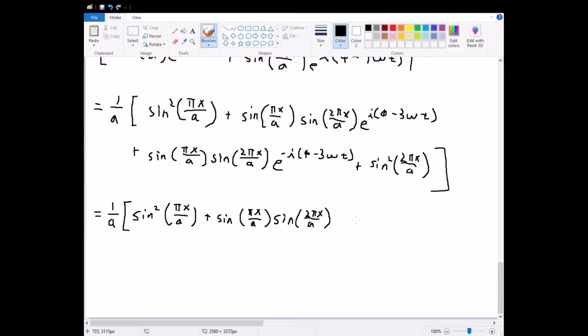And then we're going to multiply by, let's see, e to the i times (phi minus 3 omega t) plus e to the negative i times (phi minus 3 omega t). And finally, we're adding, once again, at the end, sine squared of 2 pi x over a.